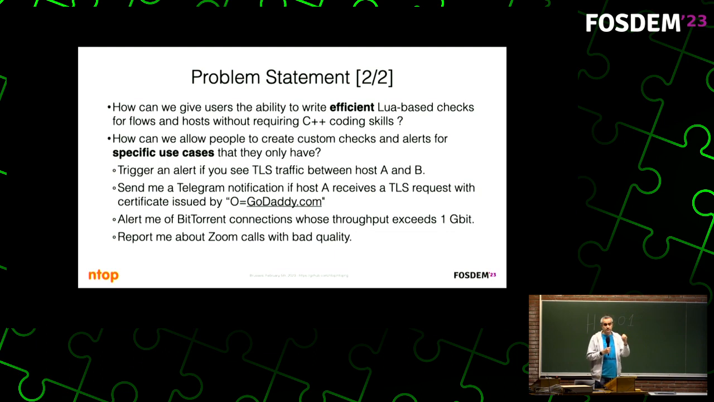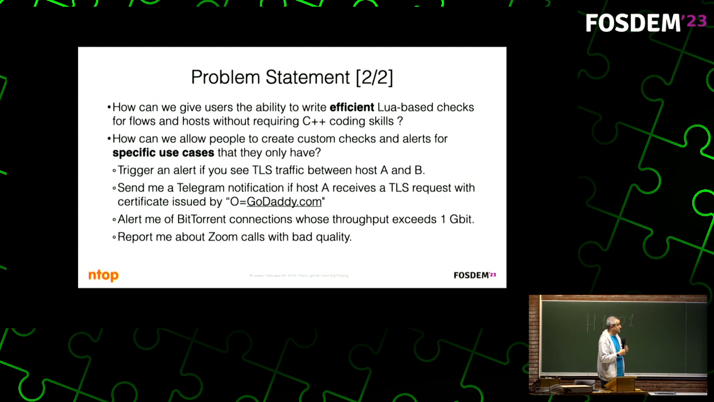Something very peculiar to an organization. So not general for everybody, but for specific people. For instance, how do I trigger an alert if there is TLS traffic between host A and B? A printer should not make any TLS traffic, just to make an example. So if this happens, how can it trigger an alert?